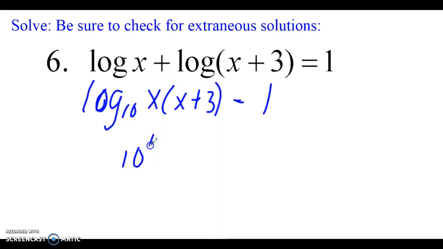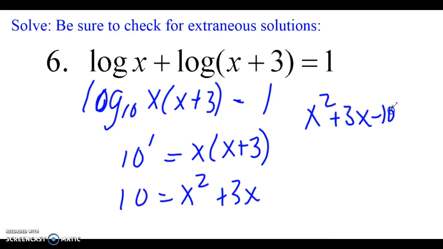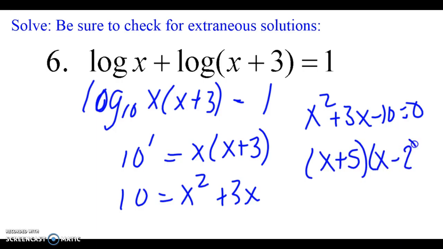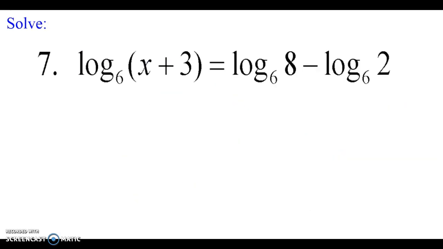10 to the power of 1 gives me x times x plus 3, since that's a logarithm. 10 equals x squared plus 3x. X squared plus 3x minus 10, I move it over. X plus 5, x minus 2: factors of 10 that get me 3 end up being negative 5 and positive 2. I can't use the negative because it's right here, it would make that term negative next to the logarithm.